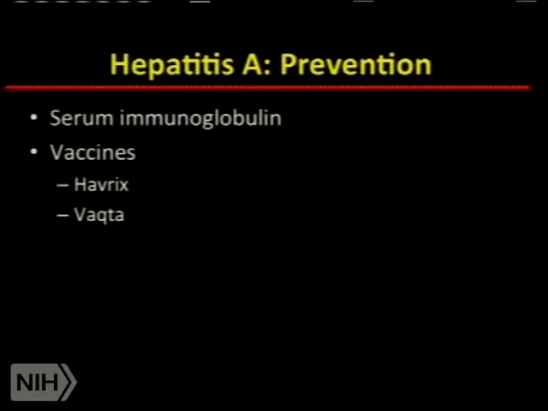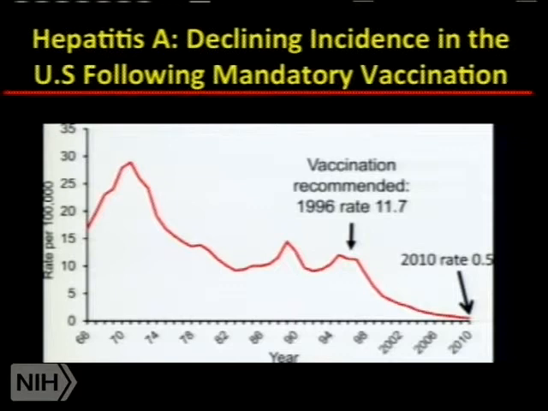In the United States, vaccination was recommended in 1996 for areas of the country associated with a high prevalence of hepatitis A, mostly western states and Alaska. Then a decade later, in 2006, hepatitis A vaccination was recommended for all school-age kids. What I'd like to point out here is the dramatic decline in the incidence of hepatitis A, first through improved hygiene, and then from 1996 with the introduction of vaccination, to 2006 with universal vaccination. There's been a 95% reduction in the incidence of acute hepatitis A since the introduction of vaccine in the United States.